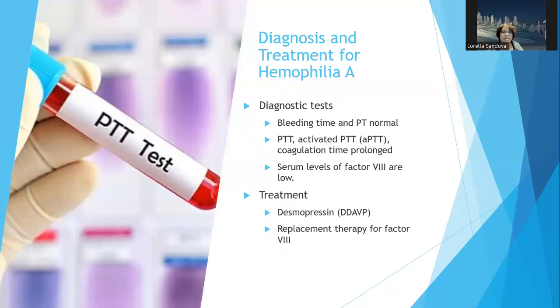It's diagnosed by those bleeding time tests, the PT and PTT times. Serum levels of factor 8 are low. There's a drug treatment called desmopressin that is used to treat hemophilia A, and there's also replacement therapy for factor 8.